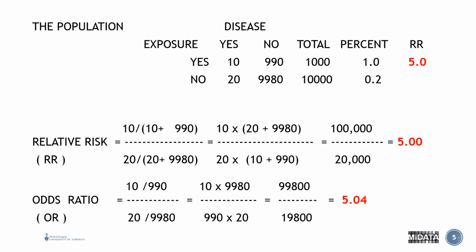So here's an example with numbers. If you look here, we have our A and C. So the people in the population who have the disease and who are exposed, and the people in the population who had the disease and who were not exposed are quite small. So the prevalence is very low in the population for those who have the disease. In this case, when you calculate the relative risk, it's 5, and when you calculate the odds ratio, it's 5.04, which are very, very close.